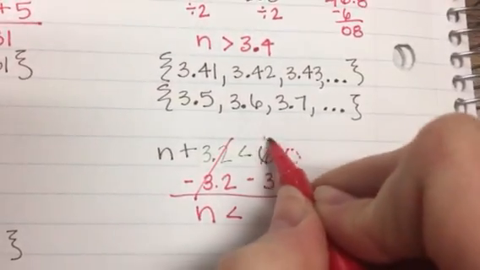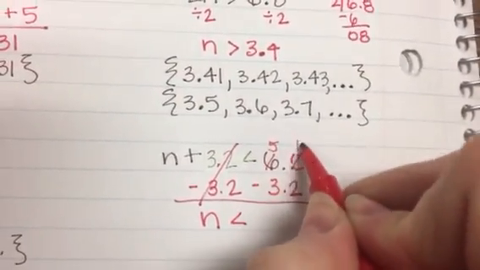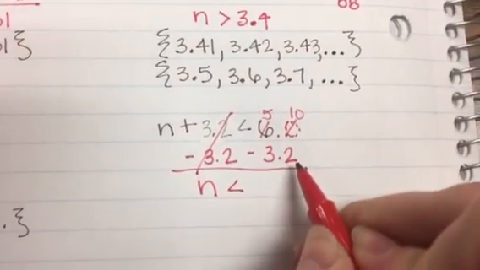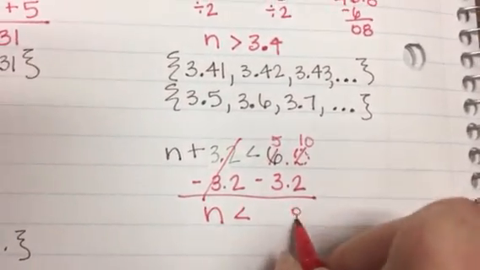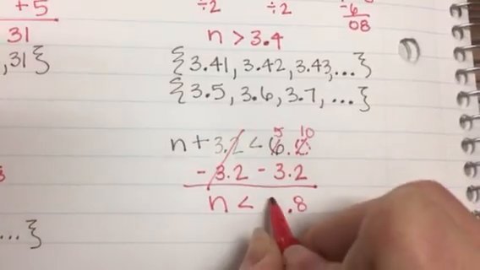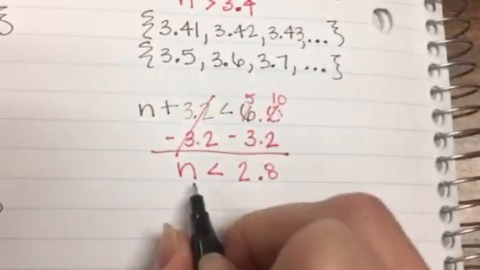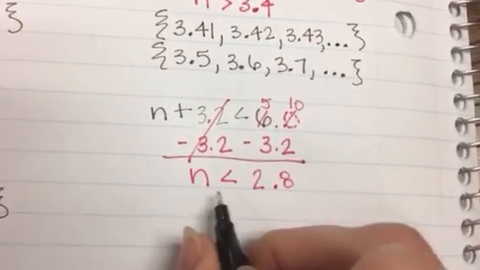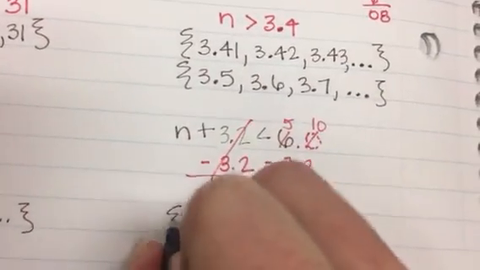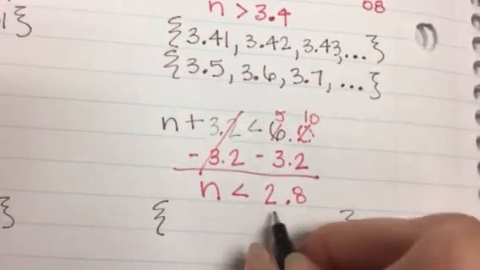Can't do that, so I'm going to borrow. Of course, you've got a calculator, guys, so you can use your calculator. 10 minus 2 is 8. 5 minus 3 is 2. So my numbers have to be less than 2.8. Can't be equal, have to be less than. So 2.8 is the biggest that it can be.